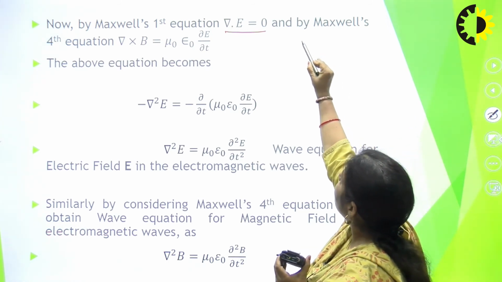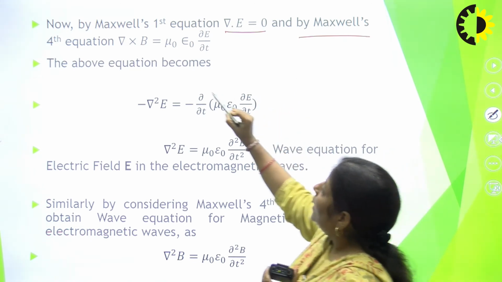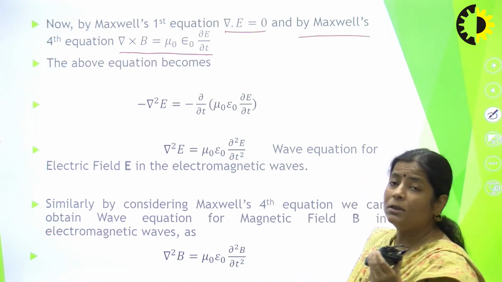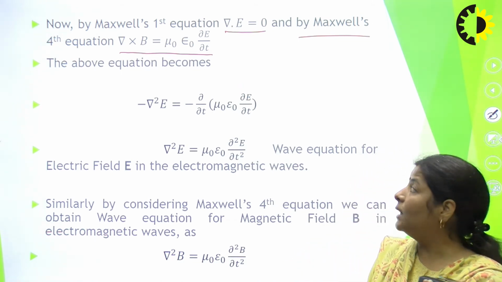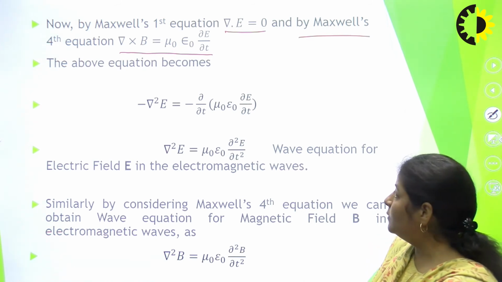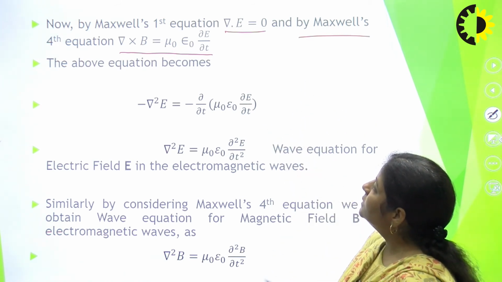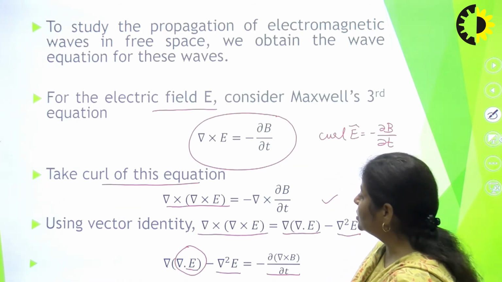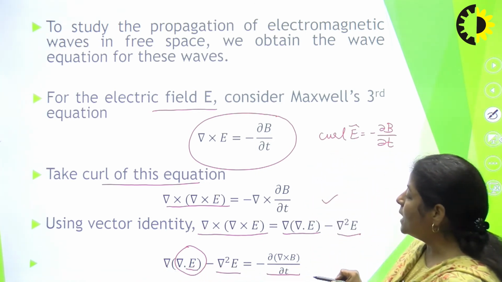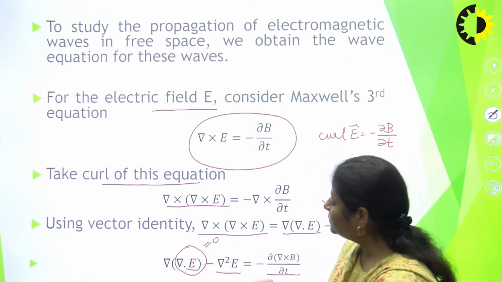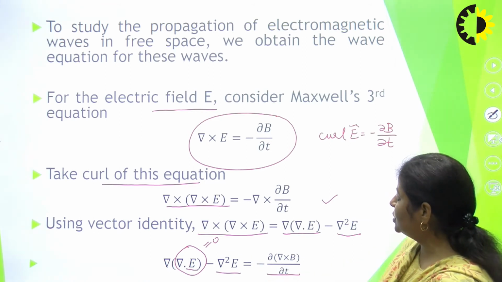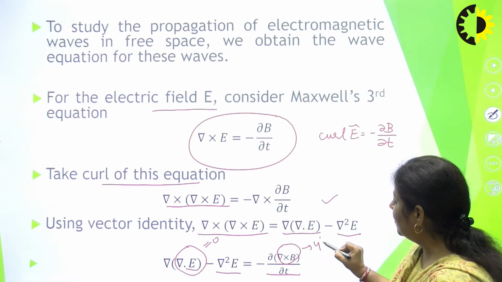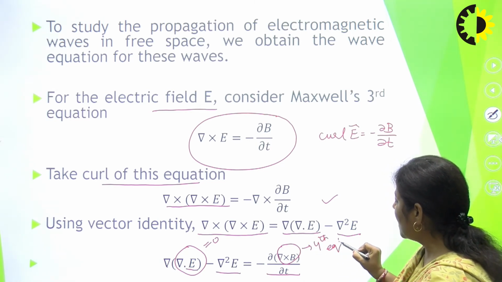And also when we look at Maxwell's fourth equation, we have found that the fourth equation is curl of B equals mu naught epsilon naught del E by del t. So these two parts we will use, and we will see what happens to this equation. Here this will become 0 by Maxwell's first equation, and this part comes from the fourth equation.